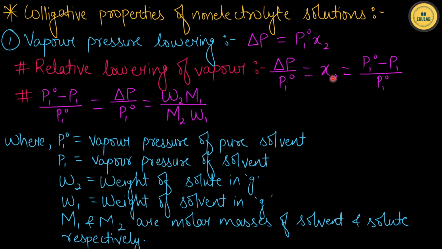We can also write X2 as W2 into M1 upon M2 into W1, where P1 naught is the vapor pressure of pure solvent, P1 is the vapor pressure of solvent, W2 is the weight of solute in gram, W1 is the weight of solvent in gram, and M1 and M2 are the molar masses of the solvent and solute respectively.